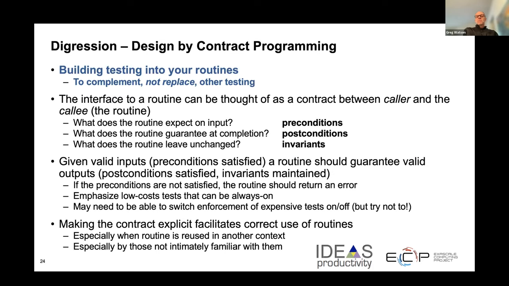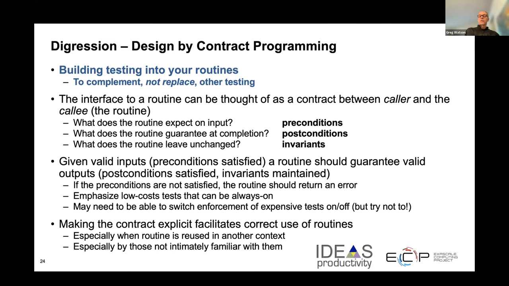Another slight digression on testing is this notion of design by contract programming. So here, what you're doing is really trying to build testing into your methods or your functions. And this computer science approach of design by contract is a fairly formal way of defining what a particular routine should do. So typically the way it works is creating this contract between the caller and the callee, the routine, by defining a set of preconditions, which essentially are what input is expected for that particular routine, a set of postconditions. So what does the function guarantee at the end?